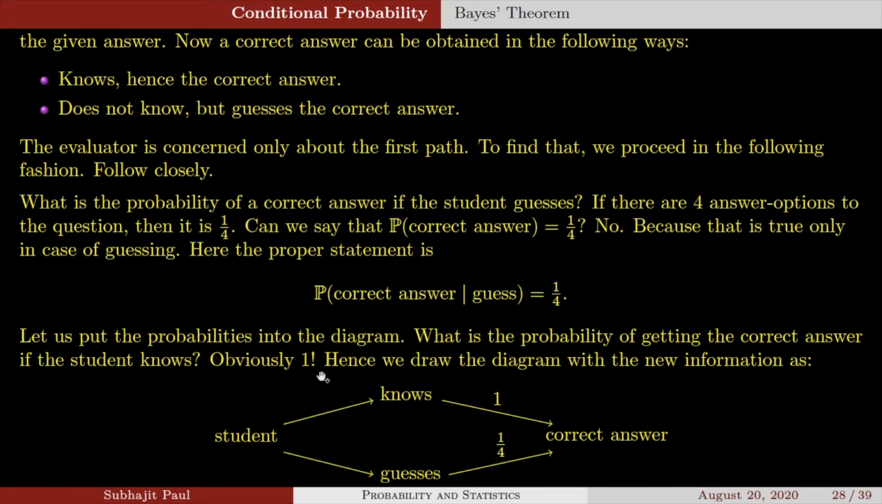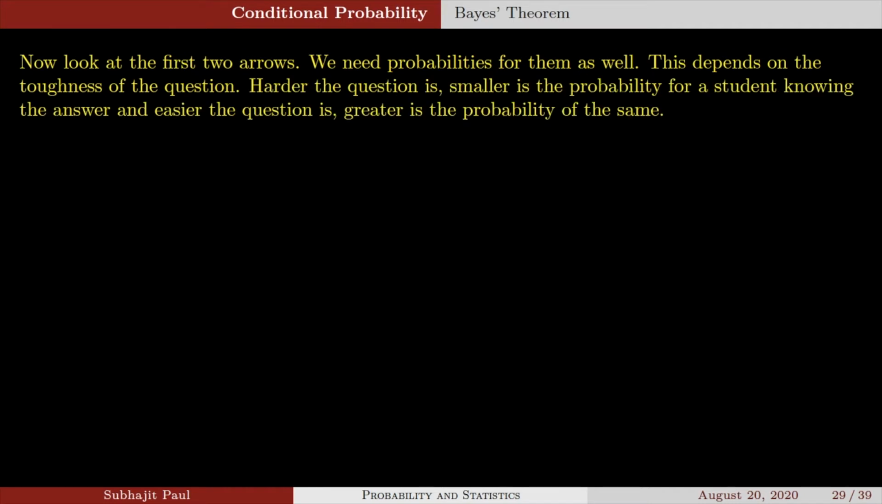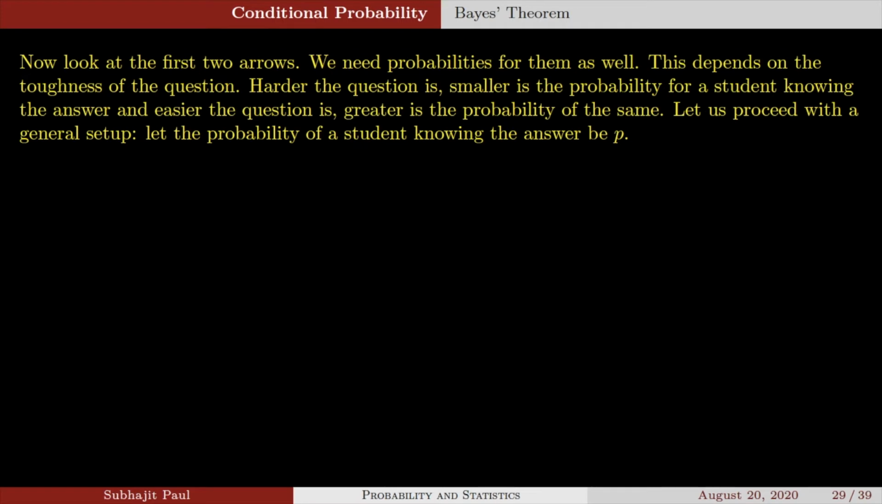This is something we want to find out. So we need probabilities for that as well. Now this depends on the toughness of the question. The harder the question is, the smaller the probability of a student knowing the answer, and the easier the question is, the greater the probability of the same. Let us proceed with a general setup.